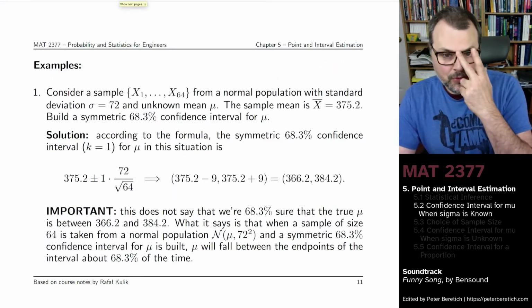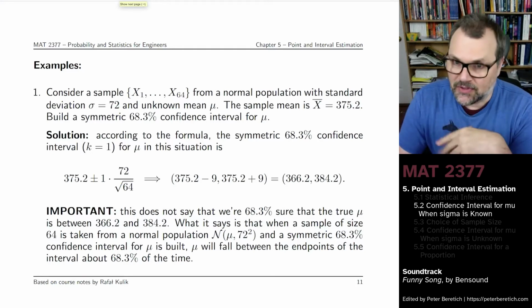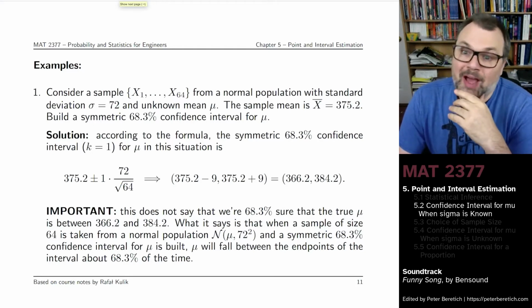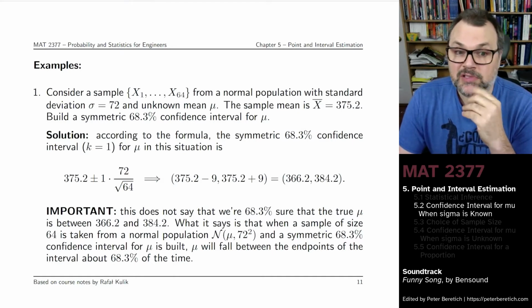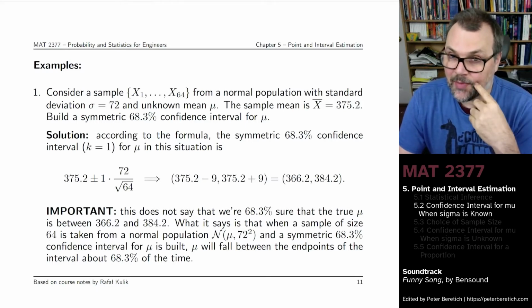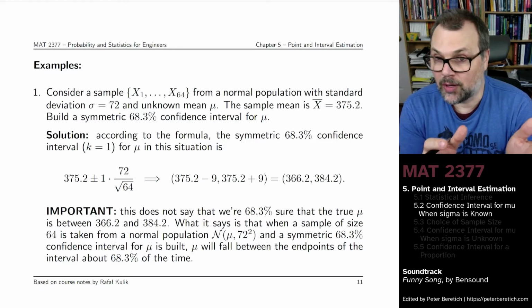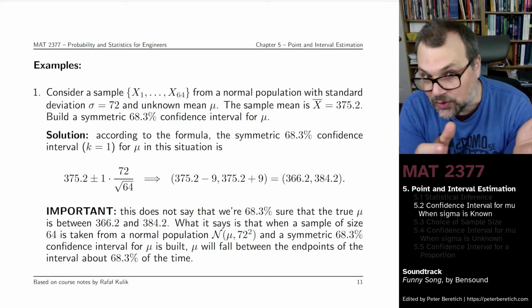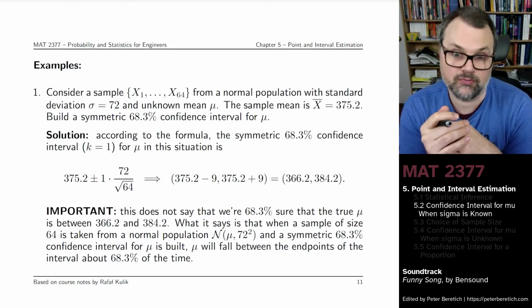So as an example, let's say you take a sample of size 64 from some normal population, and you happen to know that this normal population has a standard deviation sigma of 72. You don't know what the mean is. This is what you're trying to estimate. The sample mean gives you a point estimate for the mean of the normal population. And let's say that in this case, your 64 observations have a sample mean of 375.2.